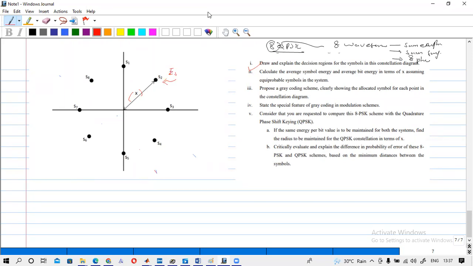Very simple. Is someone there to give feedback? So what is the symbol energy?